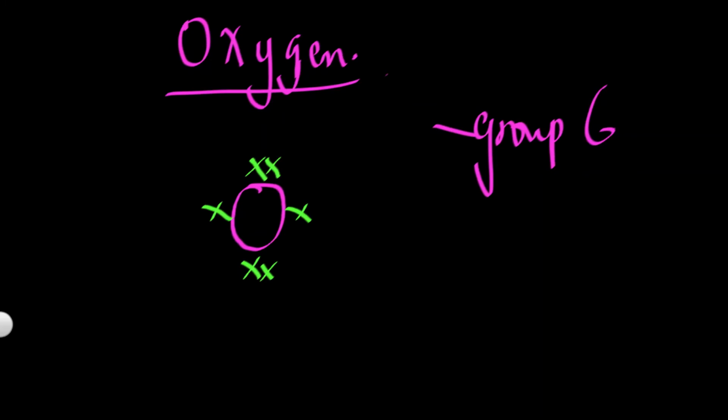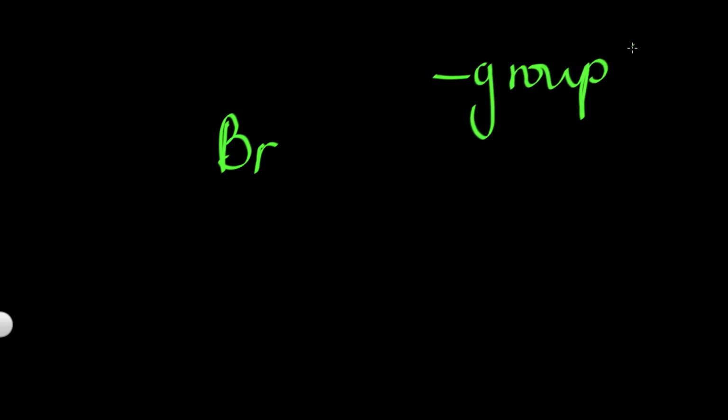Which other element? Let me go to boron. No, not boron. Bromine. Br is the symbol. So Br is my symbol for bromine. I go to my periodic table and look for bromine. I find this in group 7. It tells me that it has 7 valence electrons. So I'll just have to put 7 valence electrons here.